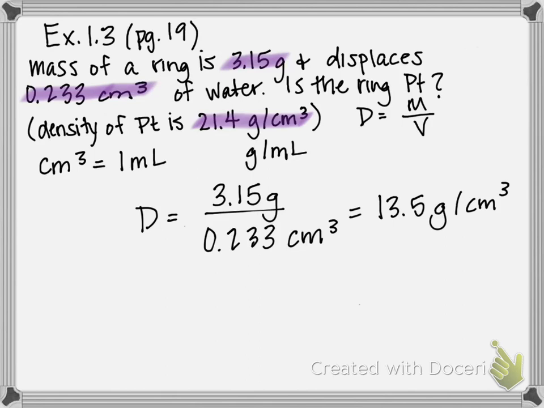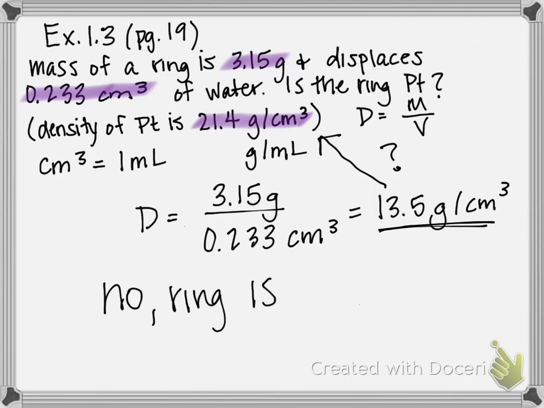So does this number down here that we just calculated match with that one up there? And the answer is no. So the ring isn't platinum. Platinum's atomic symbol is Pt. What it is, we don't know. You could consult a table of densities to figure that out, but we've answered the question. We figured out what the density of the ring is, and it does not match the density for platinum.